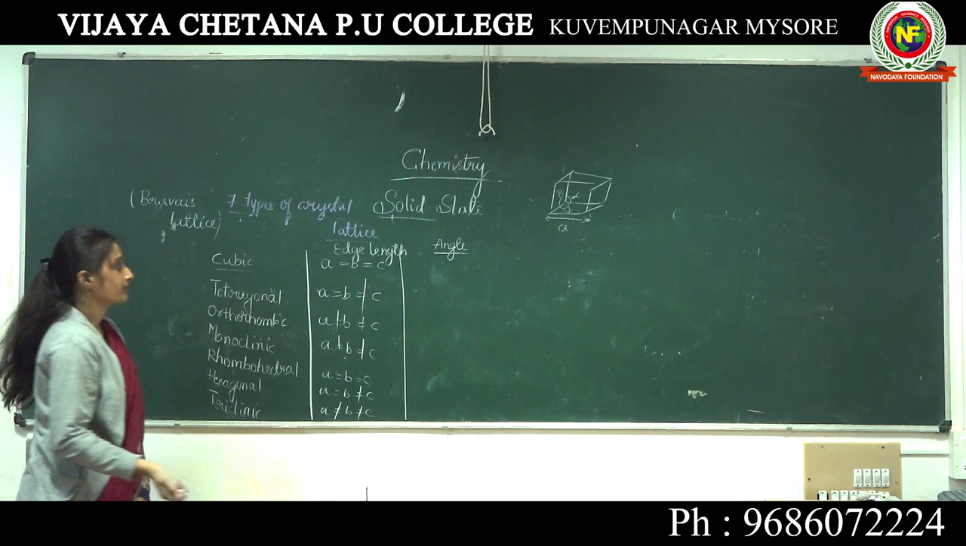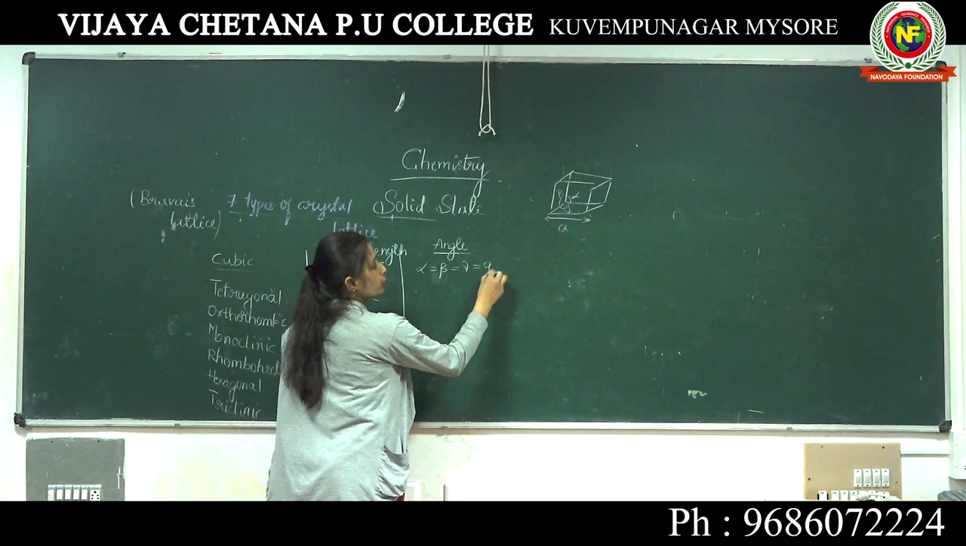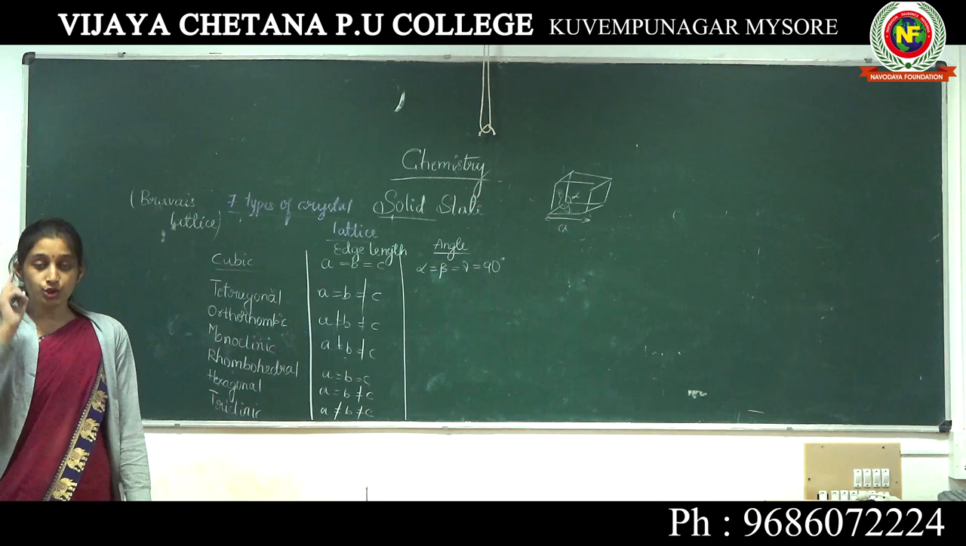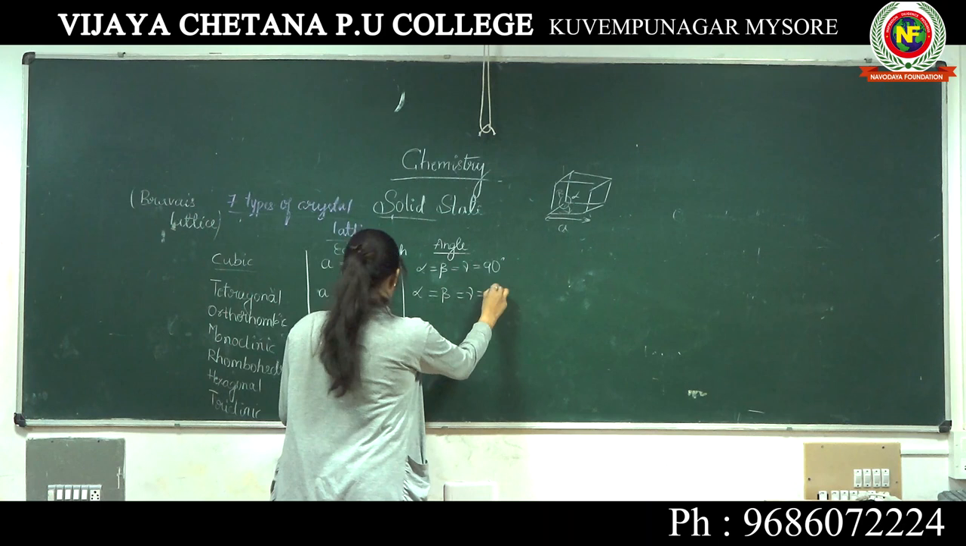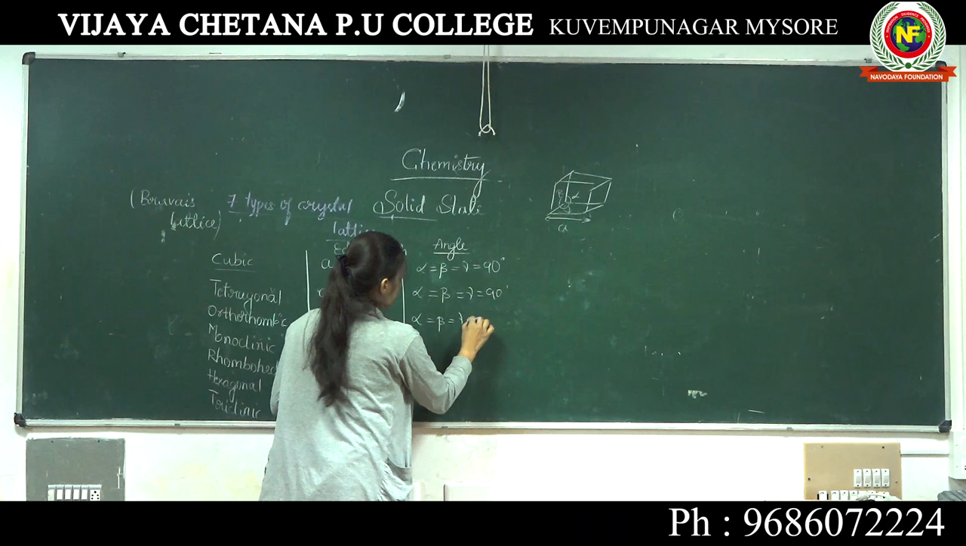Alpha is equal to beta is equal to gamma is equal to 90 degrees. You know, cube means all the angles should be equal to 90 degrees. Next, the same trend will follow for the next two. Alpha is equal to beta is equal to gamma is equal to 90 degrees.